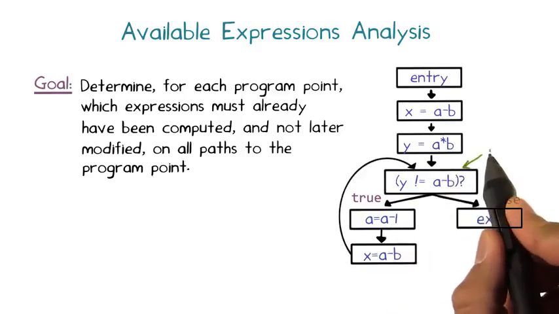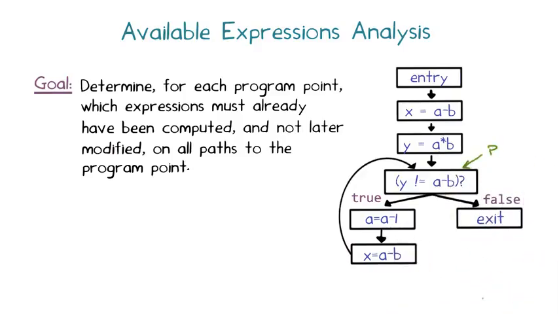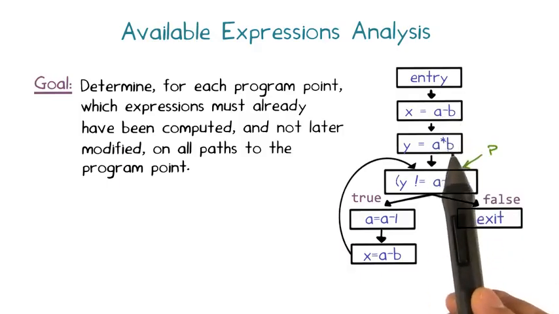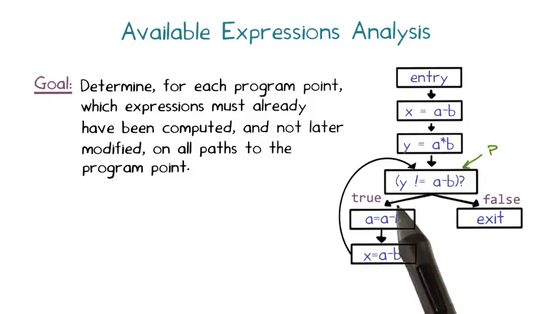Consider the program point p at the entry of this condition. At this point, the expression a minus b is said to be available. To see why, let's show that this expression is already computed and not later modified along every path that reaches this point. There are 2 paths. Along this path, the expression a minus b is computed here, and neither a nor b is modified later. Likewise, along this path, the expression a minus b is computed here, and neither a nor b is modified later.